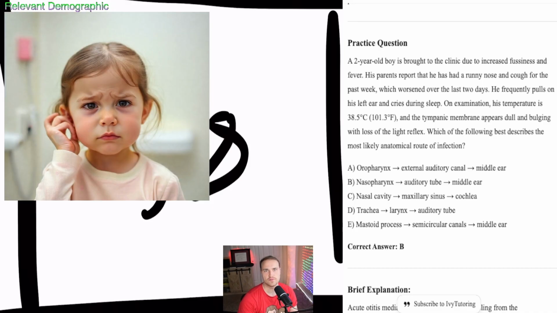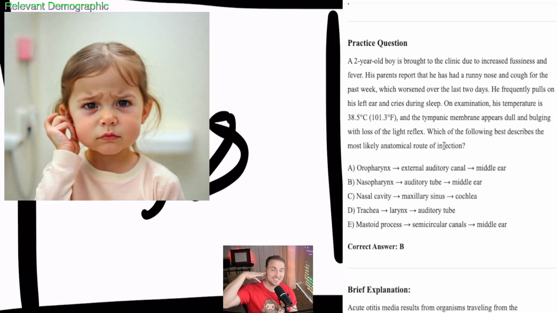And so you have to know the way that spreads. The eustachian tube is another word for the auditory tube. That's why students will miss this particular topic, because they don't realize the eustachian tube is the auditory tube. And it connects the nasopharynx to the middle ear. In children, you have a really tiny, short, and wide tube, and it's more horizontal than in adults.